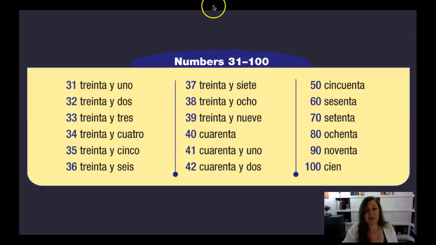So how would you say 51? You would say 50 y uno. How would you say 71? 70 y uno, etc. So the numbers are quite easy and logical in that way.